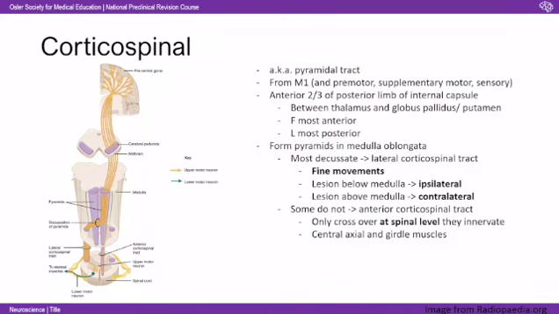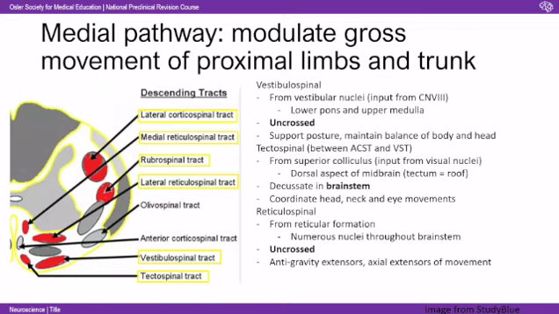Next we're going to focus on all the other tracts, none of which are seen as quite so important, and thus don't come up so much in exams. You can lump them all into the medial pathway and the lateral pathway. The medial pathway, all of these are modulating the gross movement of your proximal limbs and trunk. That's the stuff that keeps you upright, keeps you moving, none of the fine bits and bobs. As you can see on the diagram on the left, we've got the vestibulospinal, tectospinal, reticulospinal, and also within this group, what we previously talked about, the anterior corticospinal tract.